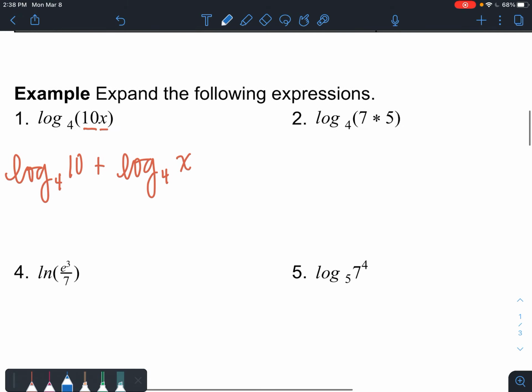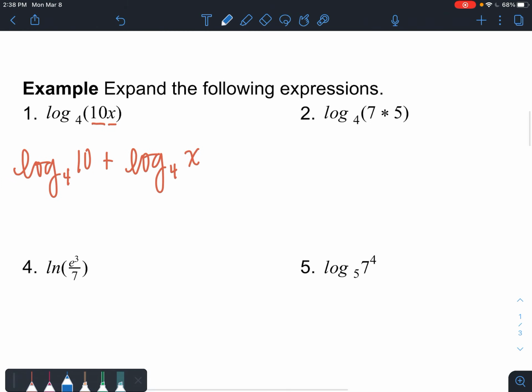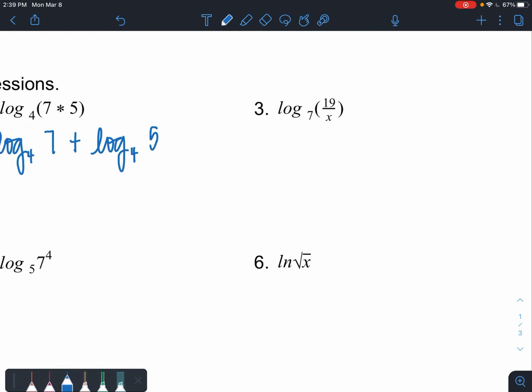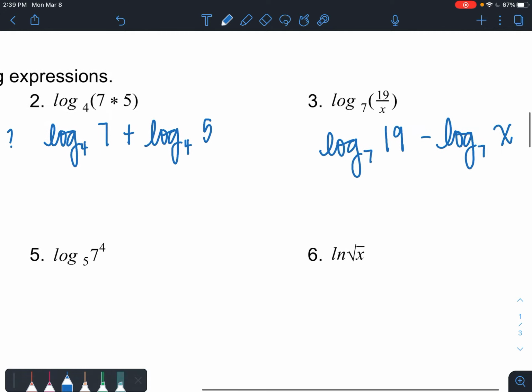All right, this next one here, we've got log base 4 of 7 times 5, so go ahead and rewrite that one. You should have got log base 4 of 7 plus log base 4 of 5. All right, next up, we've got log base 7 of 19 over x. So what that means, I'm going to have log base 7 of 19 minus log base 7 of x. So it's subtraction with division there.